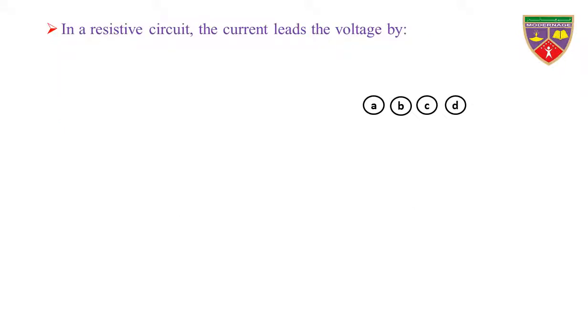In a resistive circuit, the current leads the voltage by option A 90 degree, option B 60 degree, option C 30 degree, option D 0 degree. The key is 0 degree. Therefore, the correct option is D.